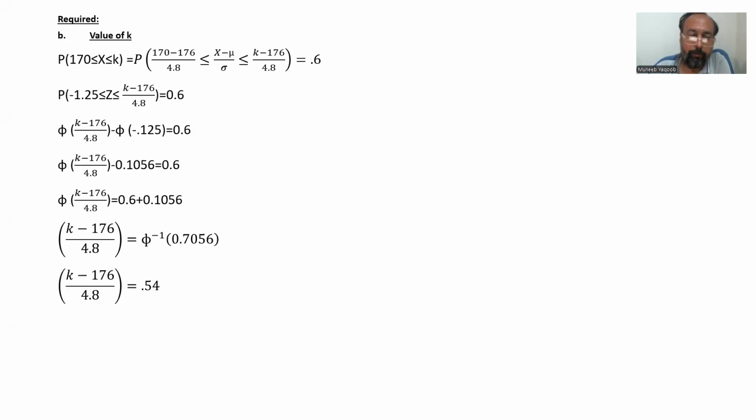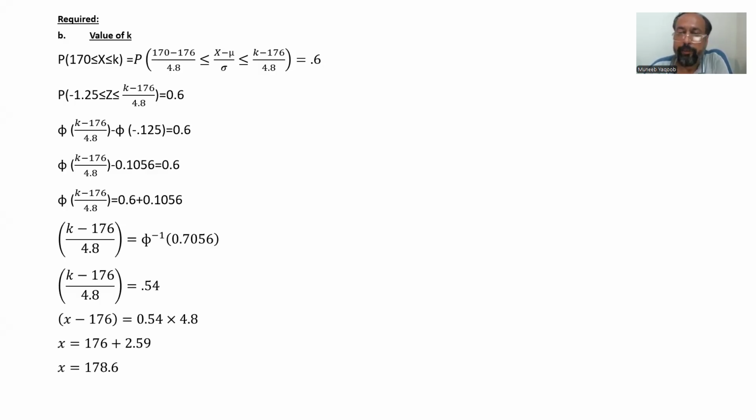Now, obviously, we will do the simplifications. This 4.8 in the denominator on the left hand side will be multiplied with the 0.54 on the right hand side. And then we will add this 176 to the right hand side, and hence we will get our final answer as 178.6.